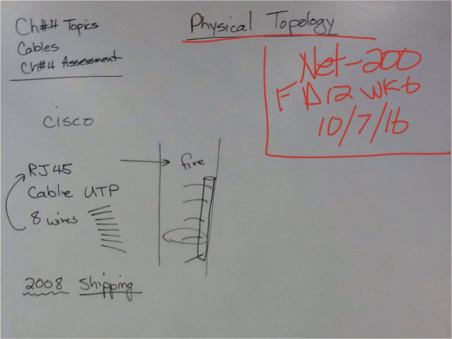We finished off the last video. We talked about topologies, physical topology, how things are actually connected. So we reviewed some things about cable, UTP, unshielded twisted pair, RJ45 jacks. We talked about the 8 wires. We talked about making cable.